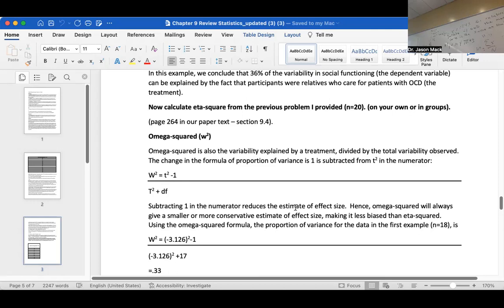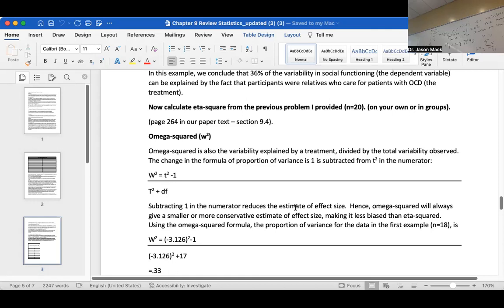We can conclude that 41.4, or we can round down to 41% of variability in social functioning can be explained by the fact that participants care for OCD. And I believe that's also a large effect size too.